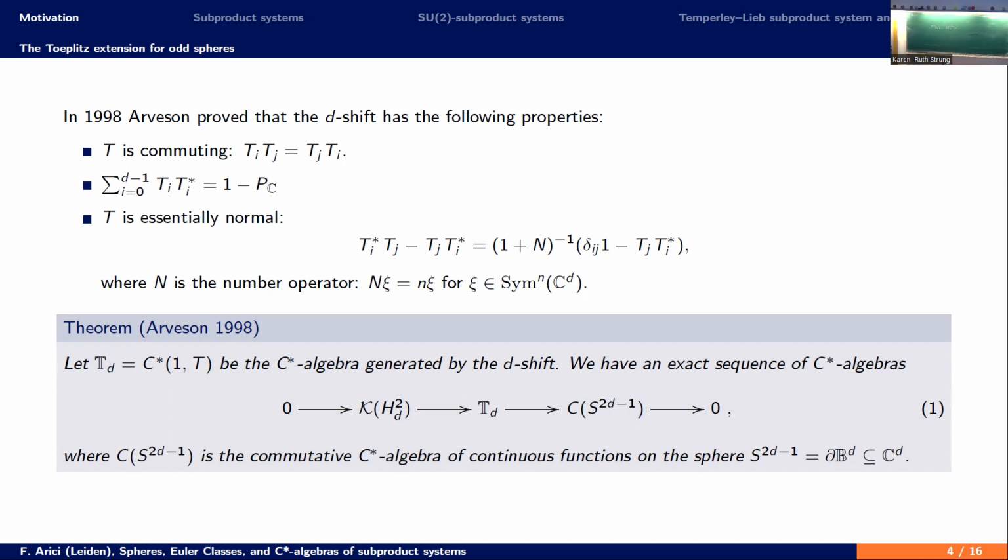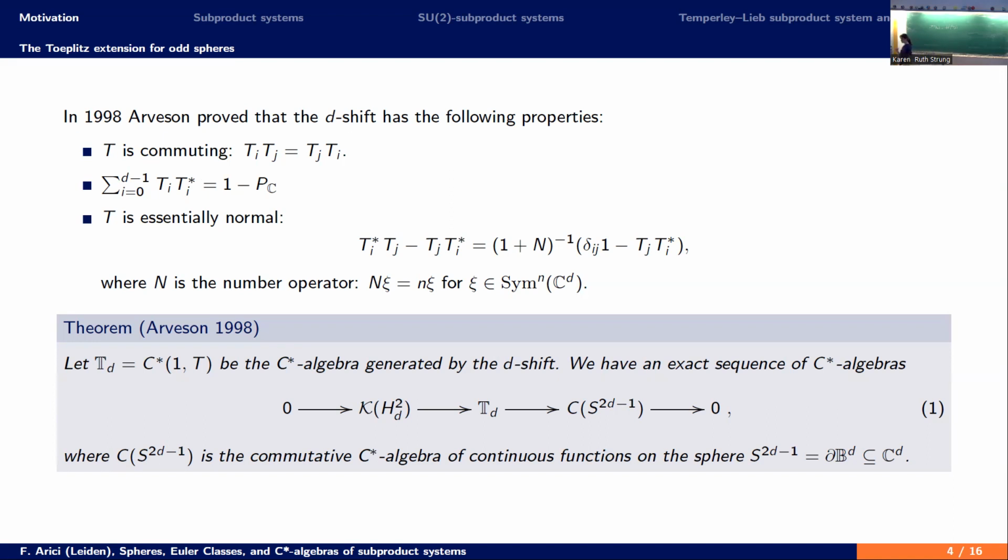And what I just said implies the following theorem: if you have the C-star algebra generated by the d-shift, then this C-star algebra sits in the middle of an exact sequence of C-star algebras where the compact operators on the Drury-Arveson space sit inside the Toeplitz algebra, and then when you quotient by compact operators, you get a commutative C-star algebra whose spectrum is a 2d minus 1 dimensional sphere. So it's an odd dimensional sphere. So again, you have a boundary type extension where the 2d minus 1 sphere is the boundary of some non-commutative ball in this case. So this is, again, a well-known result.